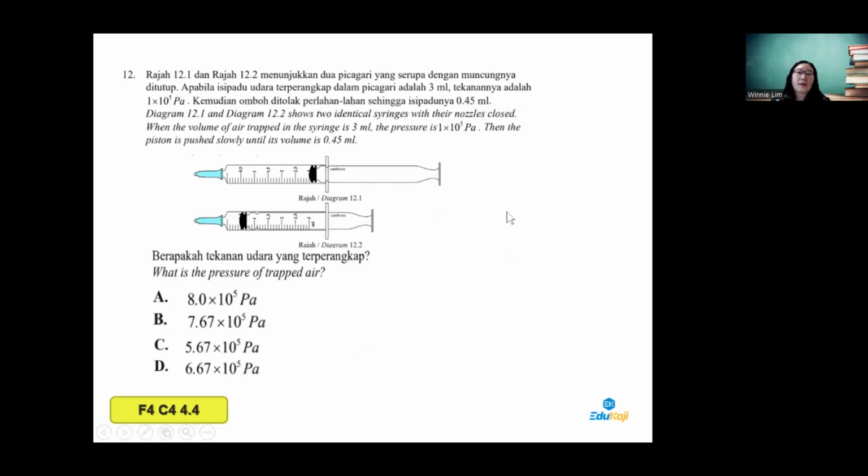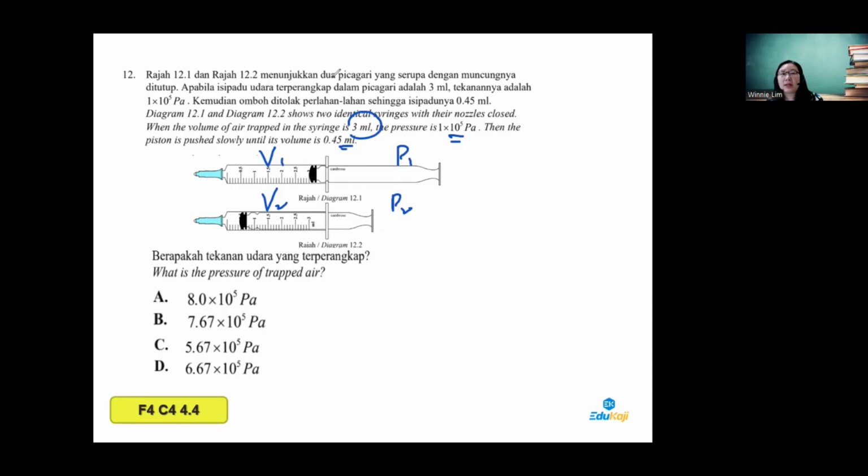Question 12. Diagrams 12.1 and 12.2 show two identical syringes with their nozzles closed. When the volume of air trapped in the syringe is 3 ml, the pressure is 1 times 10 power 5 Pascal. Then when it is pushed slowly, it becomes 0.45 ml. So what is the pressure of the trapped air? The 3 ml and 0.45 ml is the idea of volume, so this is V1, V2. So there are changes in pressure, correct? So pressure and volume, what law and formula can be used?